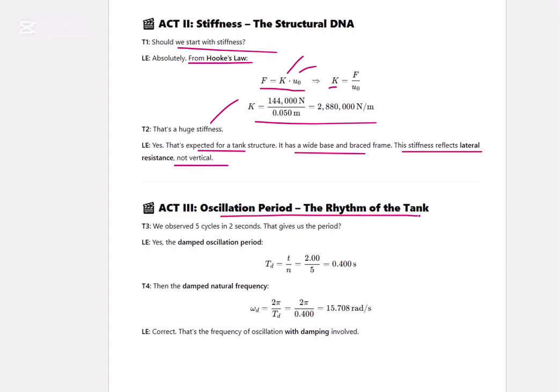Oscillation period, the rhythm of the tank. We observe 5 cycles in 2 seconds. So that gives us the period. So 1 cycle takes 2 divided by 5, so 0.4 seconds. This is the natural period. Then 1 divided by the period will be the frequency. Then we multiply by 2 pi to get radians per second. That's the frequency of oscillation with damping involved.